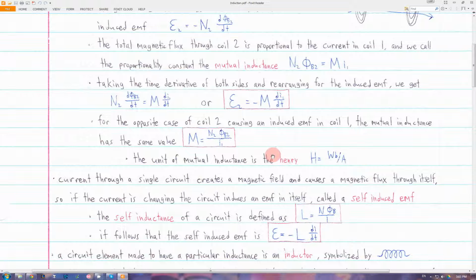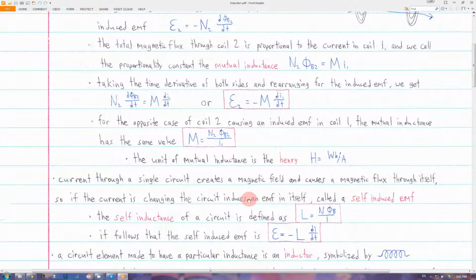So we can also have just one element with a changing current induce an EMF in itself, because the current through a single circuit element is going to create a magnetic field and therefore a magnetic flux through itself. And so if the current is changing, then the magnetic flux that it's causing through itself is changing as well, which, as we know, induces an EMF. And this is called a self-induced EMF.